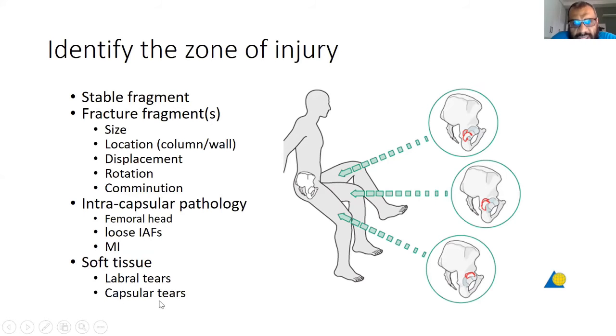Also, the capsular tears should be identified, because if you want to extend the incision of the capsule to see, you should take into consideration the traumatic tear, so you don't do double trauma to the capsule, but just extend the traumatic tear and try as much as you can to preserve the blood supply to the femoral head. I think here is the blood supply of the femoral head.